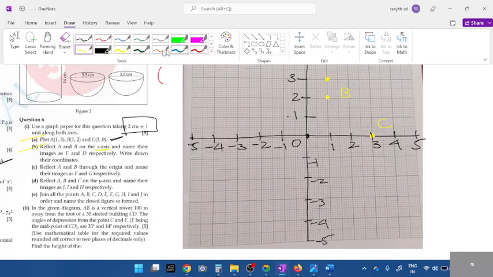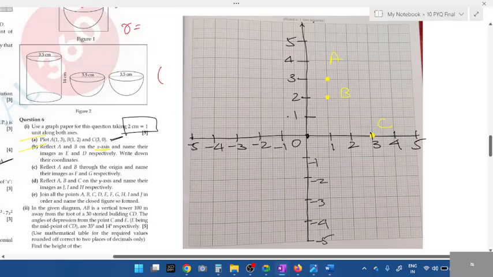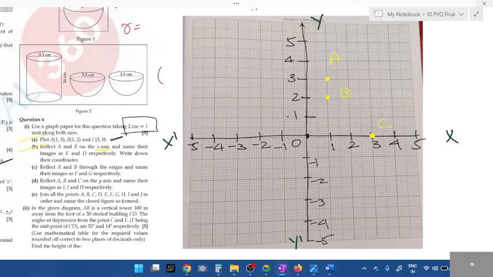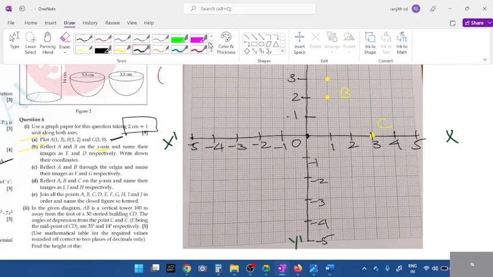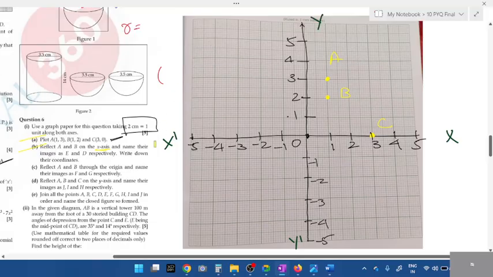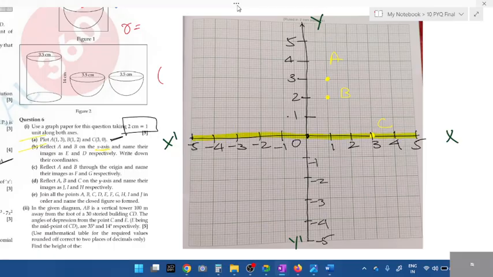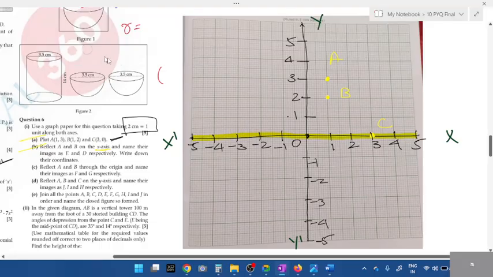Wait, don't write it yet. This is where you all have gone wrong in the graph. Y, y dash. X, x dash. Okay. Now reflect AB on the x-axis. On the x-axis meaning the mirror is on the x-axis. So where will the point reflect, students?